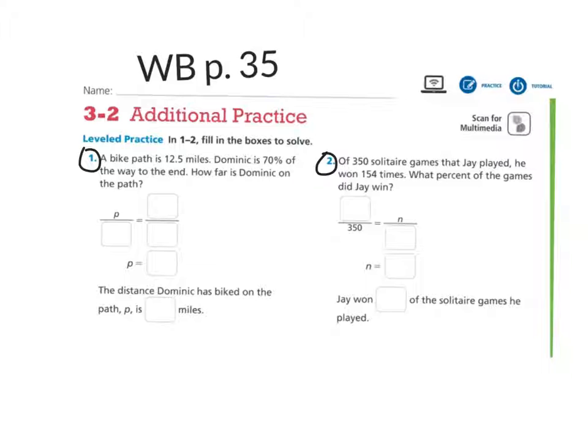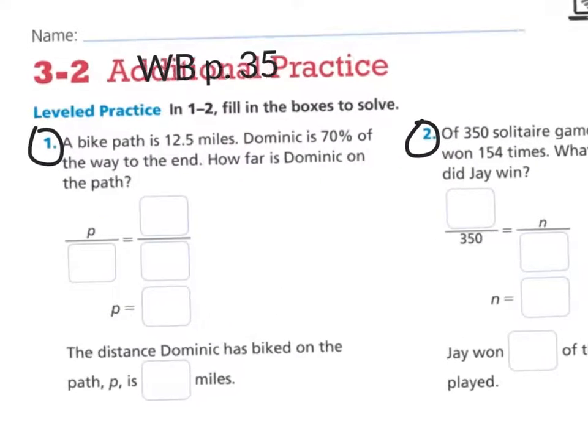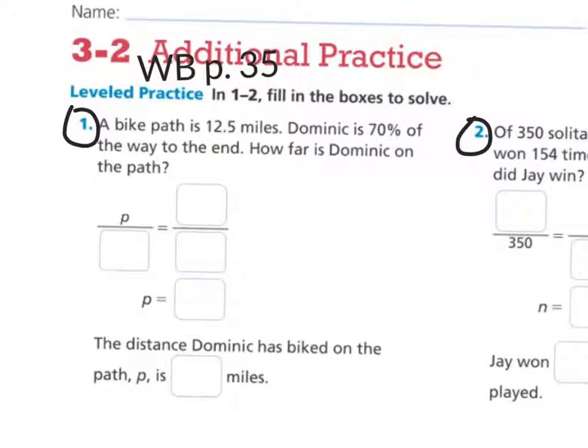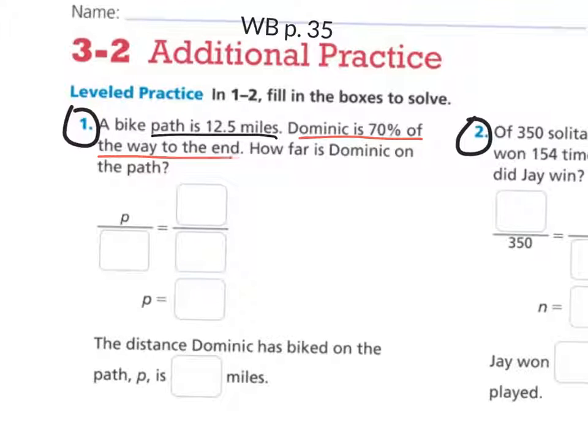Workbook page 35. If you look at number 1, a bike path is 12.5 miles. Dominic is 70% of the way to the end. So how far is Dominic on the path? The book has some blanks here. They've got kind of a framework set up for us. If you want to use that, you can. If you want to do it a different way, that's okay also.